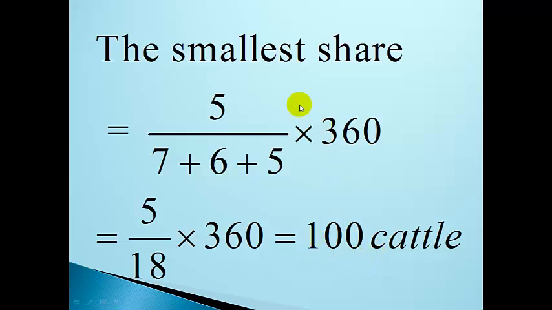Now, I repeat. The smallest share corresponds to the smallest ratio. And so if you want to find the smallest share, then you have to divide the smallest ratio by the sum of the ratio. Then you multiply by the total number of cattle. And so we have 5 divided by 7 plus 6 plus 5, and 7 plus 6 plus 5 is equal to 18. So we have 5 over 18 times 360, and that is equal to 100 cattle. That means that the smallest share is equal to 100 cattle.